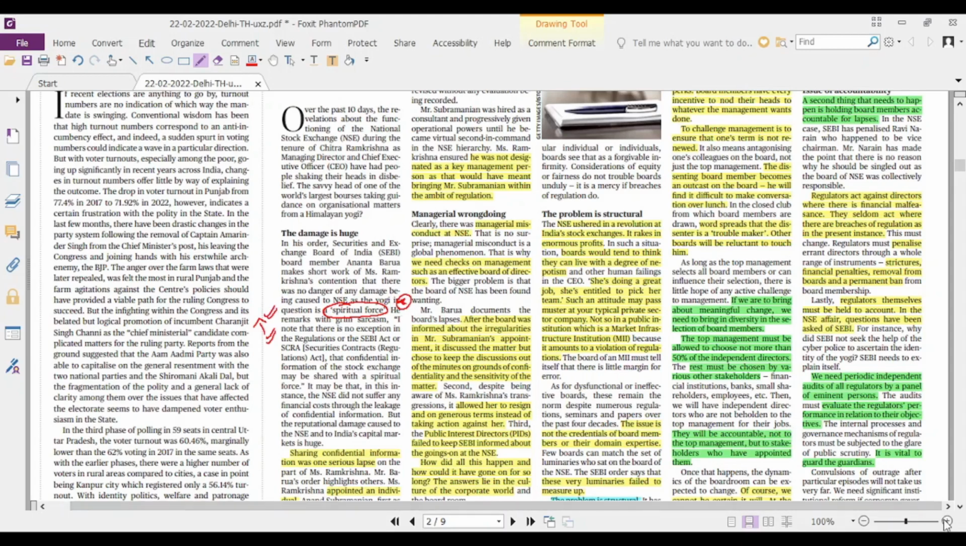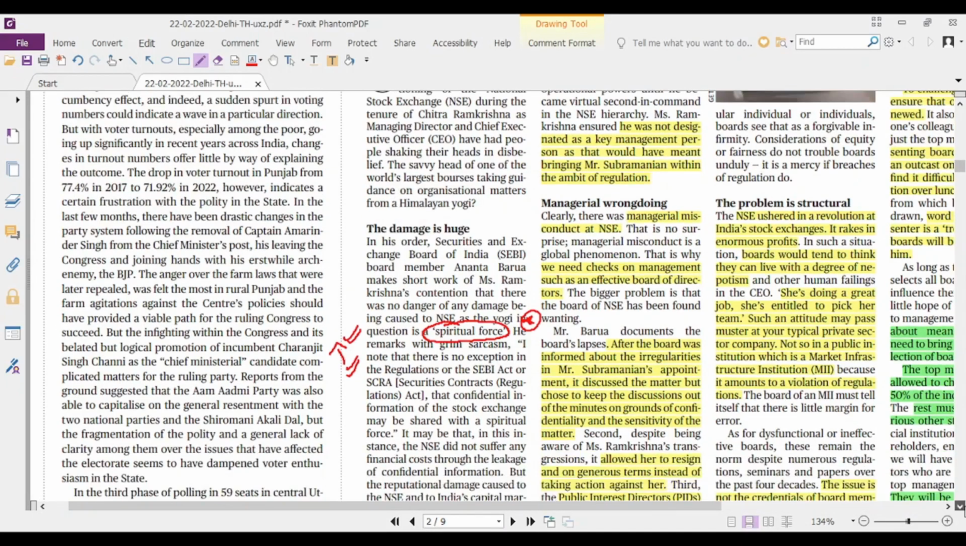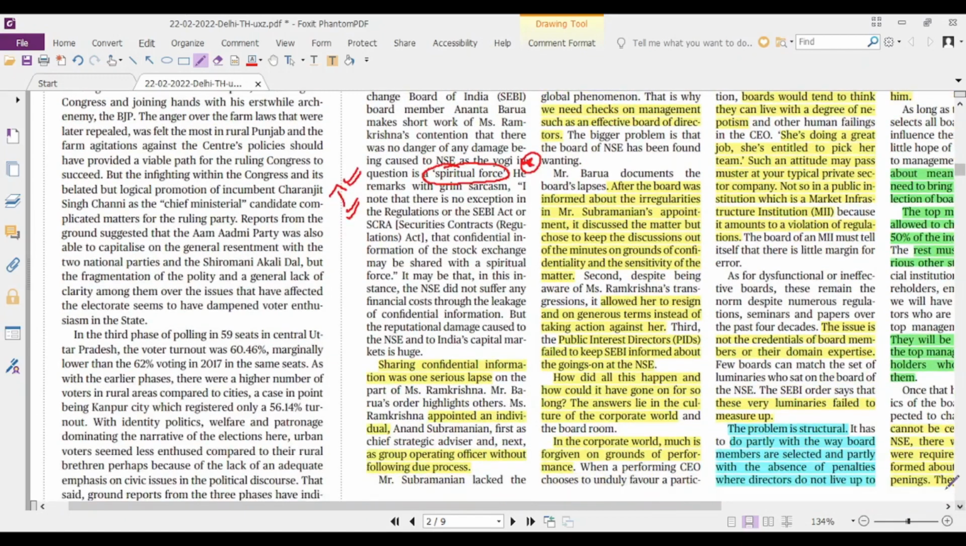And this article talks about corporate governance in companies and what the role and responsibilities of directors of a company are. So the author says sharing confidential information is the biggest lapse, and also the CEO and MD appointed an individual without following the due process and made him the group operating officer.